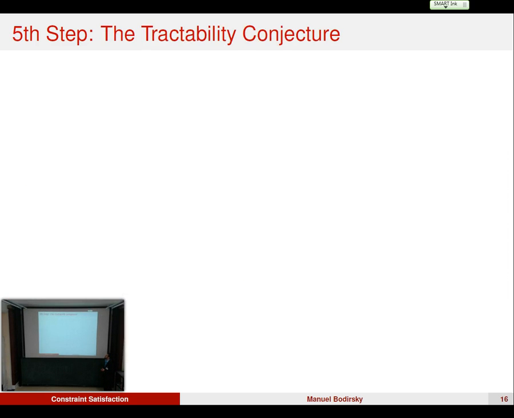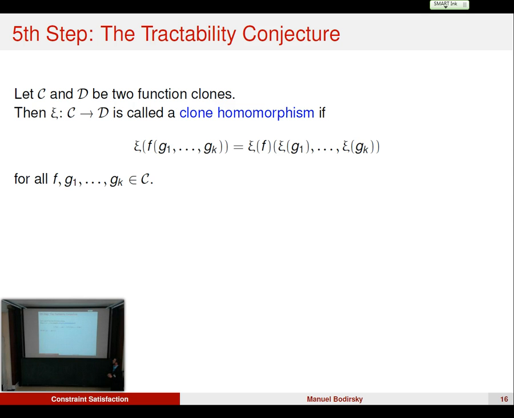Okay. The last step of the universal algebraic approach. I'm now heading towards a more precise strengthening of the Feder-Vardi conjecture, a conjecture which precisely predicts which CSPs are easy and which are hard. It's called the tractability conjecture. And first, I need to introduce some notions.